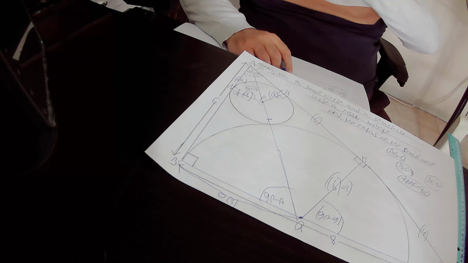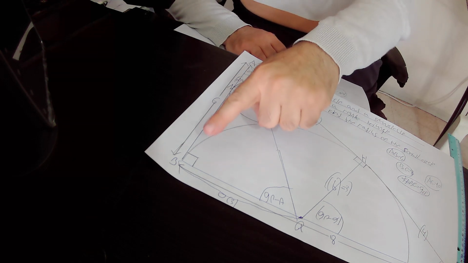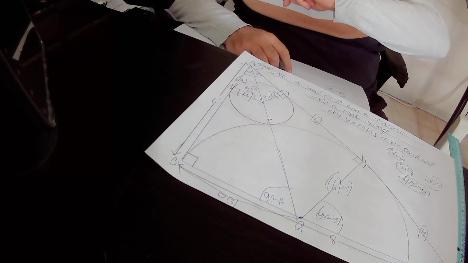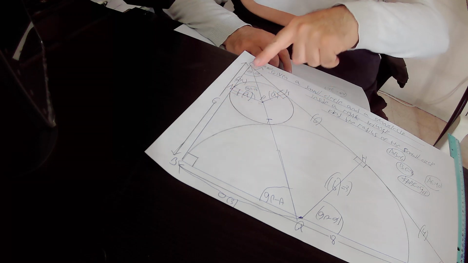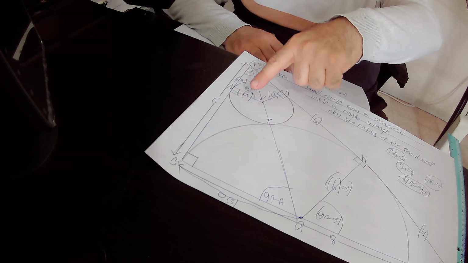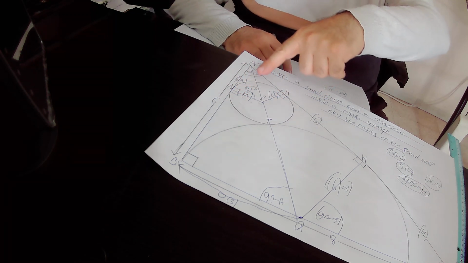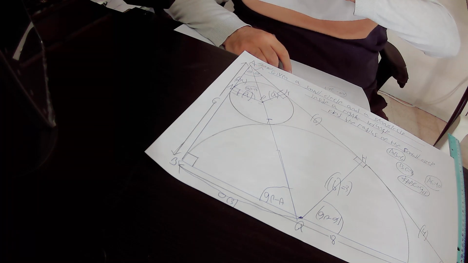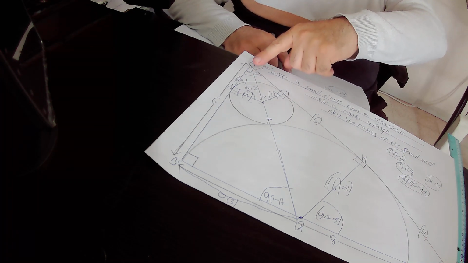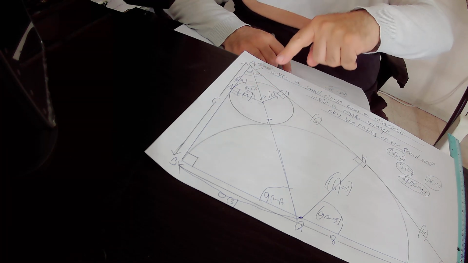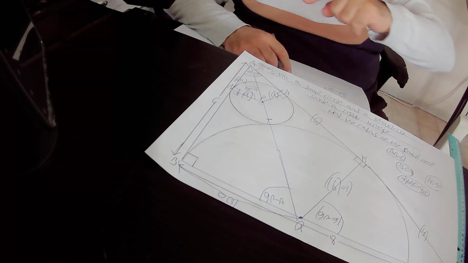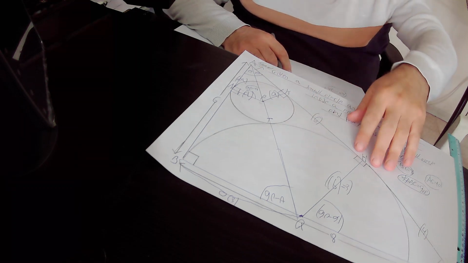So here we know that AB equals 6 and AN equals 2A, therefore the missing side NB must be equal to AB minus AN. AB is 6, AN is 2A, so in total the missing side NB must be equal to 6 minus 2A.